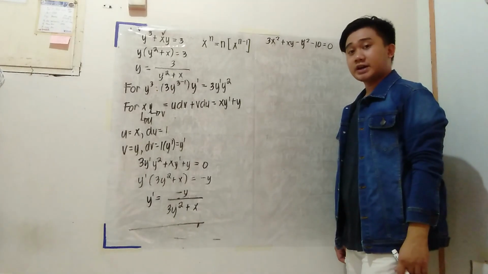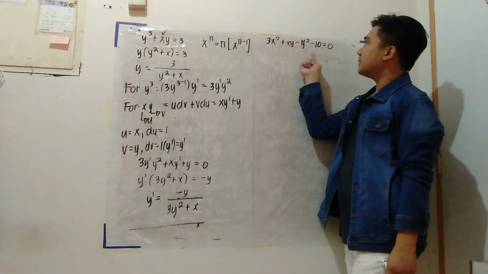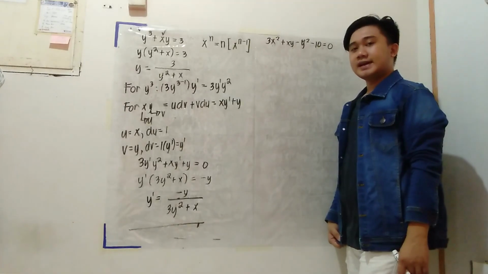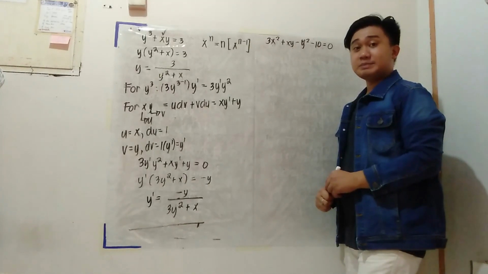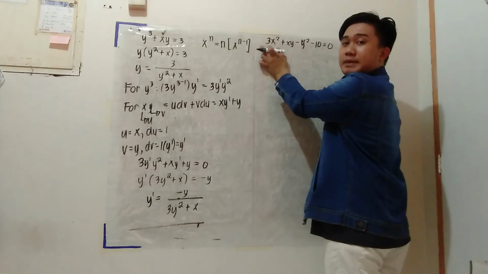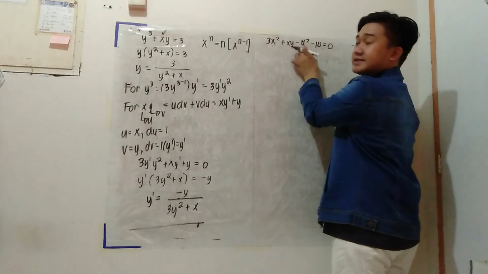Moving on to the second example, what if you have 3x squared plus xy minus y squared minus 10 equals 0? So again, let us differentiate this implicitly. So, for 3x squared, wala tayong problema. Ang may problema lang tayo is for xy and for negative y squared.